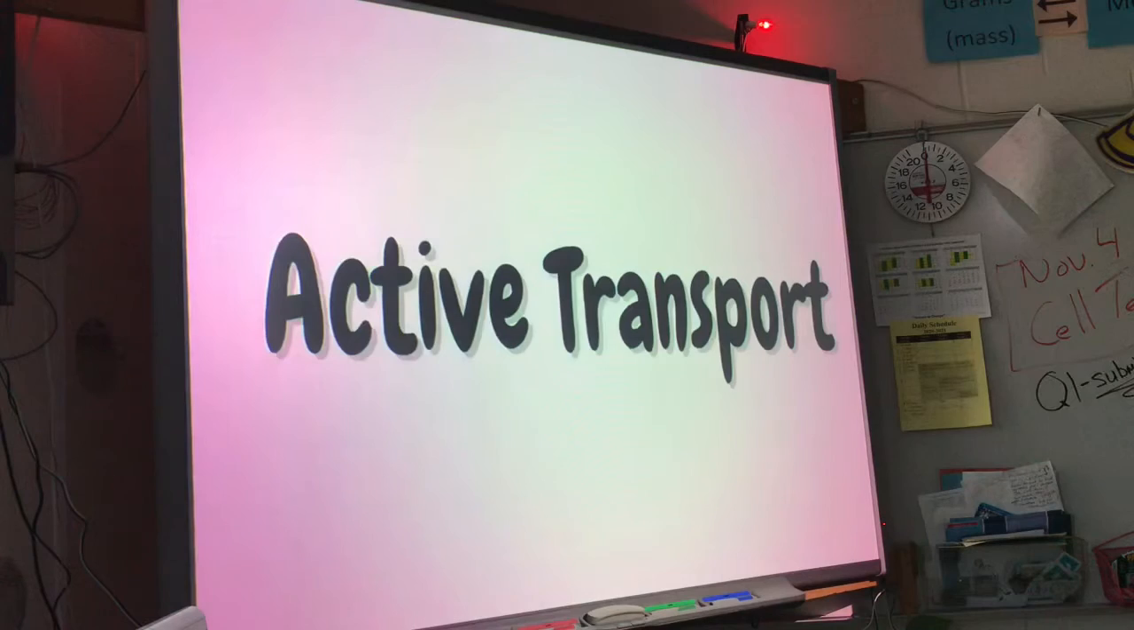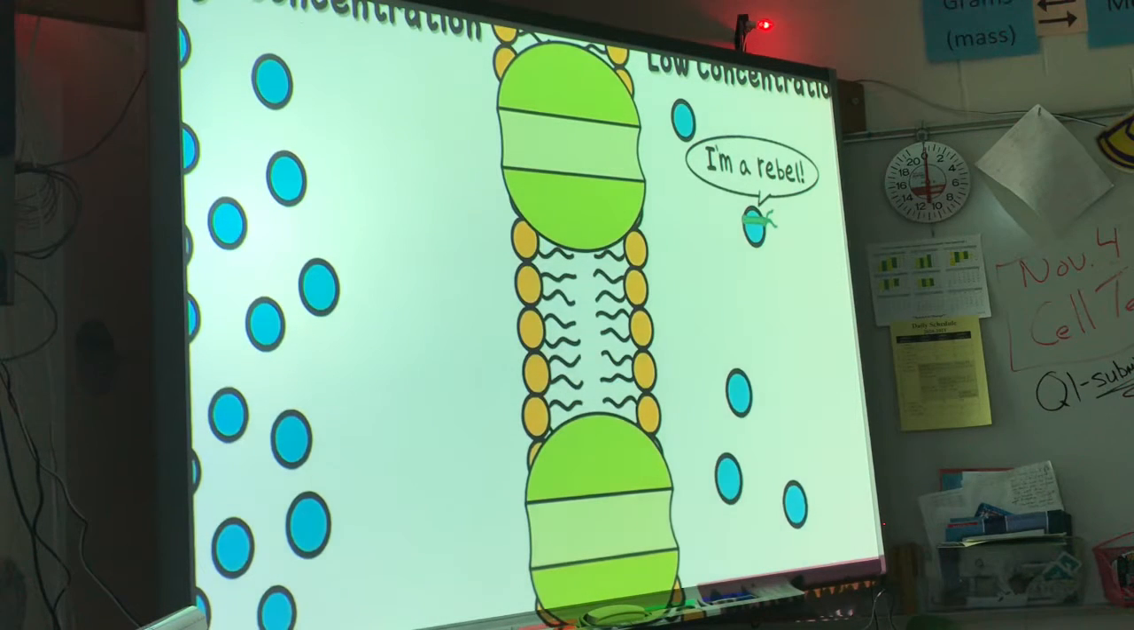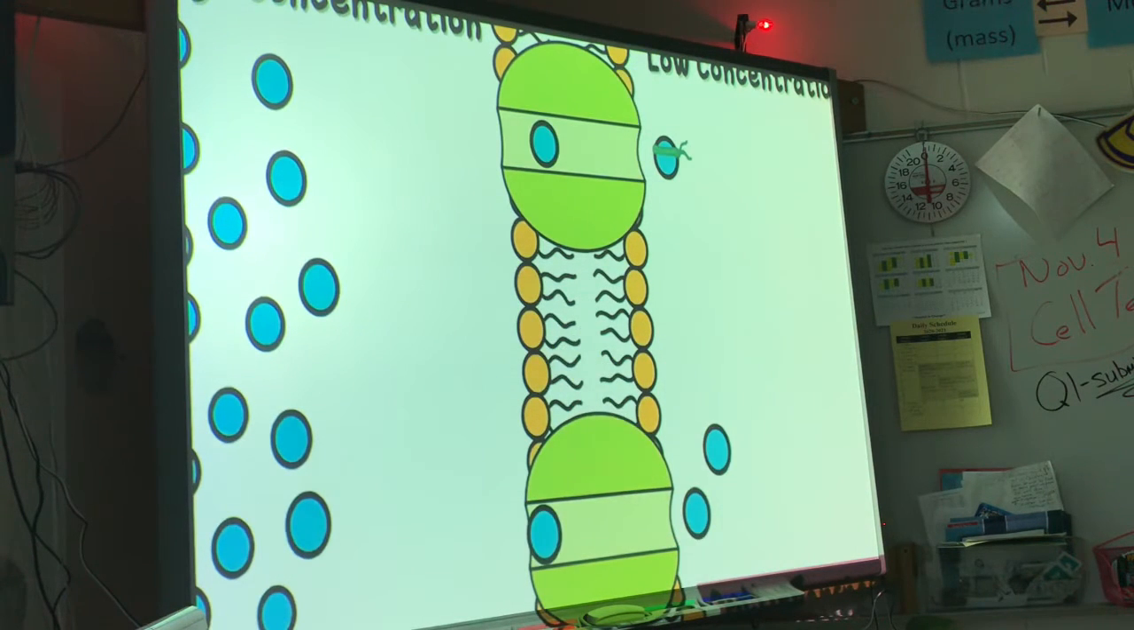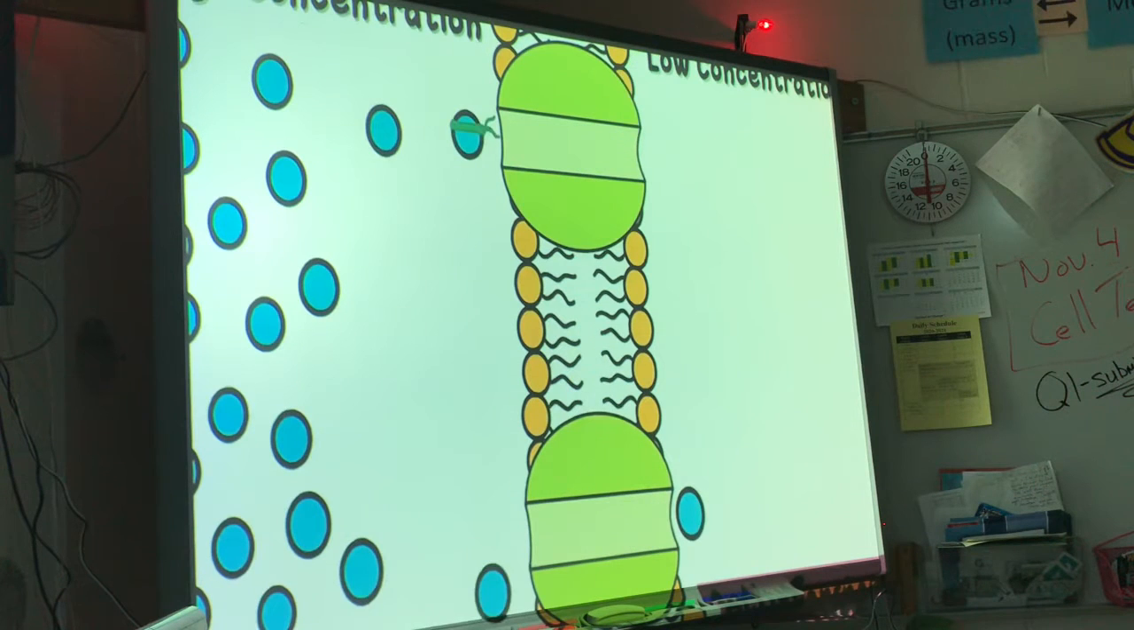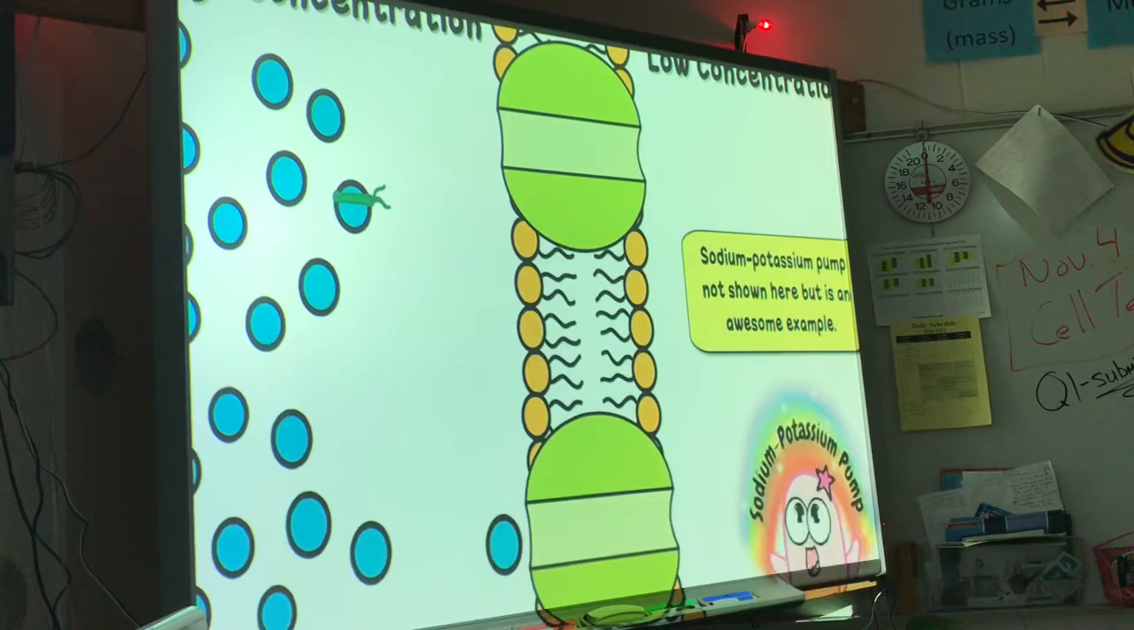So ATP is a pretty awesome little molecule. ATP can power active transport to force molecules to go against their concentration gradient. And one way it can do that is actually energizing the transport protein itself. One of our favorite examples of active transport is the sodium-potassium pump. So that's definitely something worth checking out.